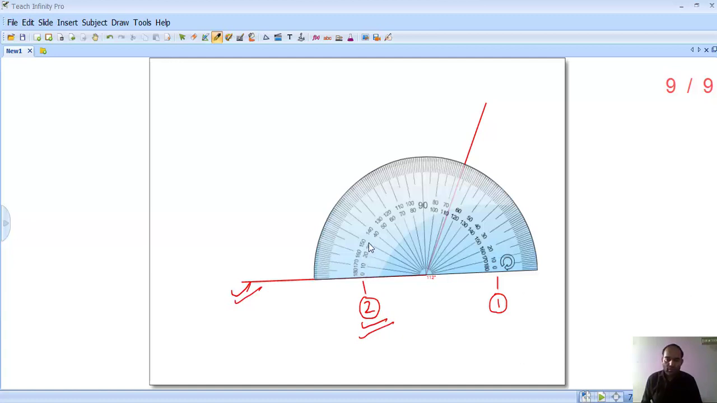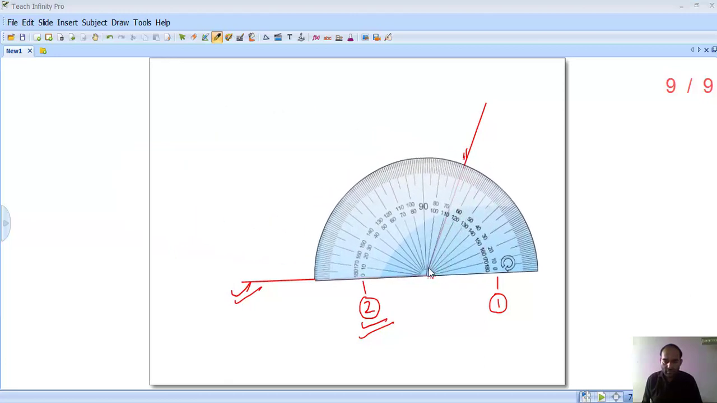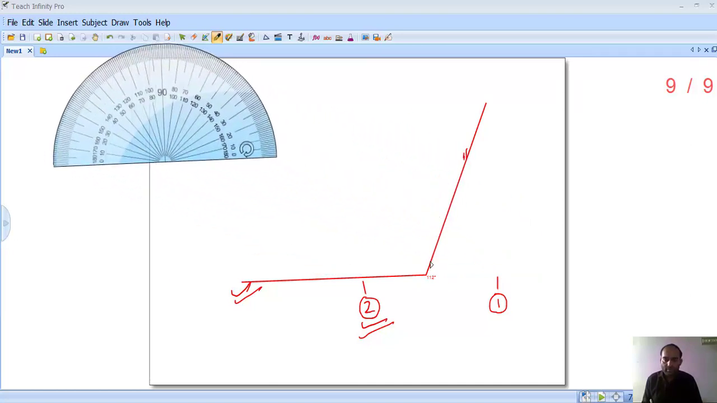Okay, 0, 10, 20, 30, 40, 50, 60, 70, 80, 90, 100, 110. It is going further than 110. Now count 111, 112 and 113. This is 113, or let me check again. I think, yeah, this is 112 degrees. Okay, now let me take one more example for you.